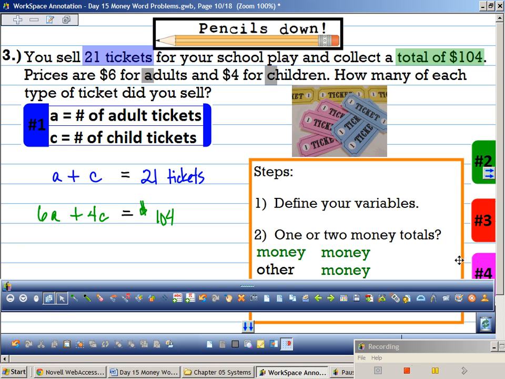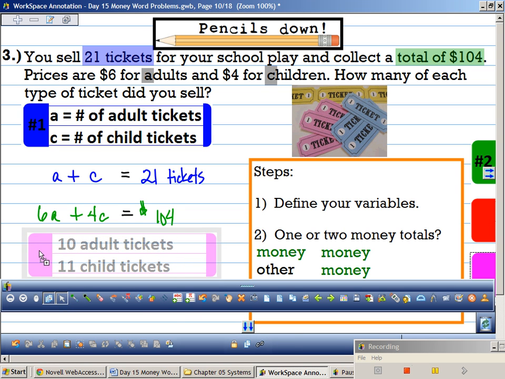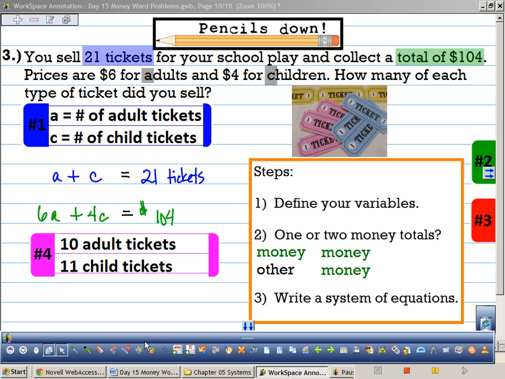Let's look at the answer. See if it's reasonable. 10 adult tickets, 11 child tickets. Does that match what we got going on here? It does. 10 and 11 makes 21, right? 21 tickets? Okay, make sure you guys write that down.